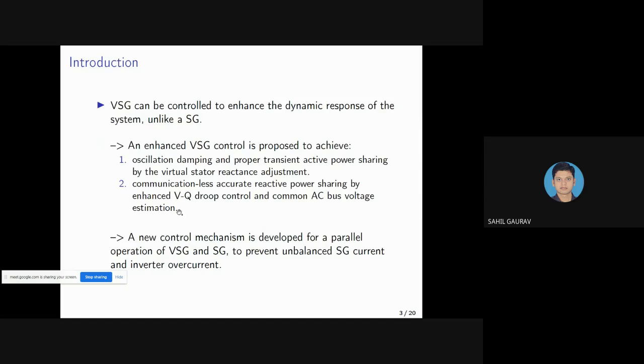So in this chapter we are going to see the first one, the enhanced virtual synchronous generator control, which is mainly used to remove these problems of inverter operation in islanded operation: oscillation damping and proper transient active power sharing, and accurate reactive power sharing. These are the two important points to achieve.